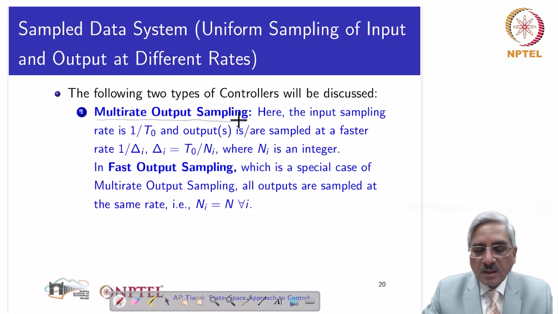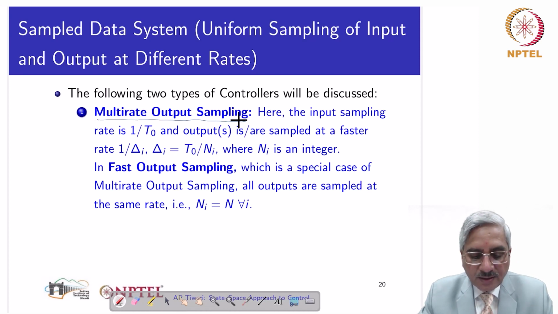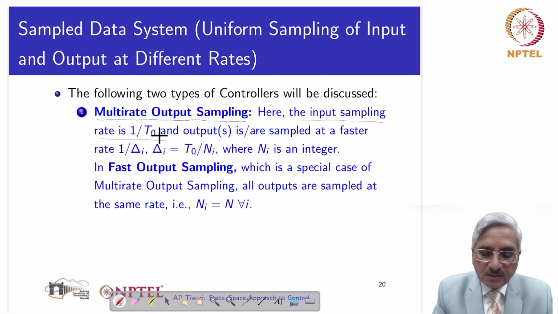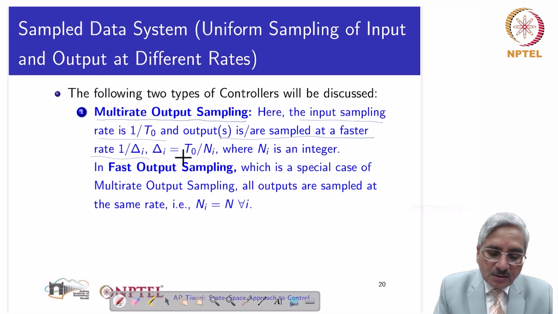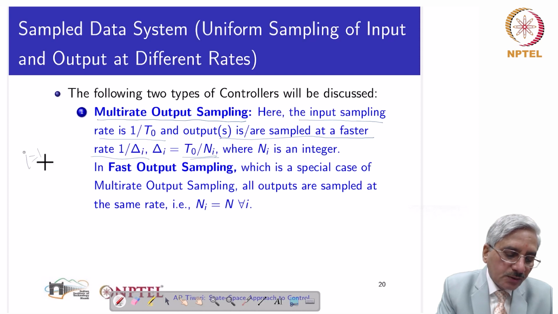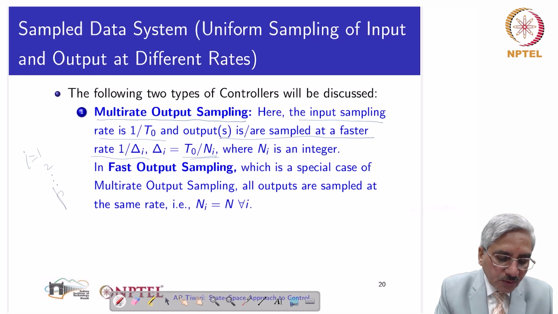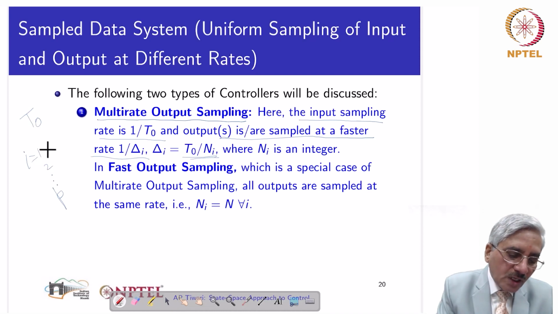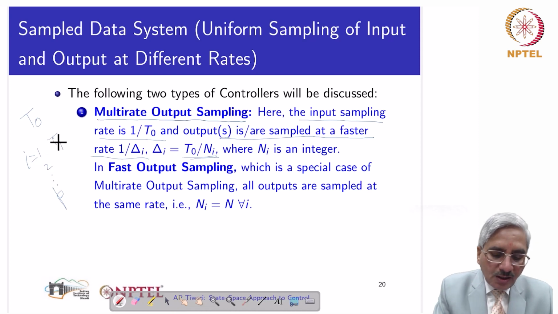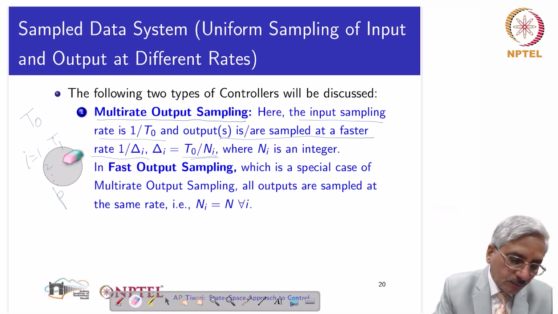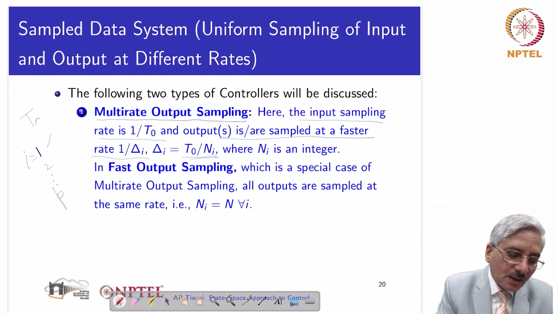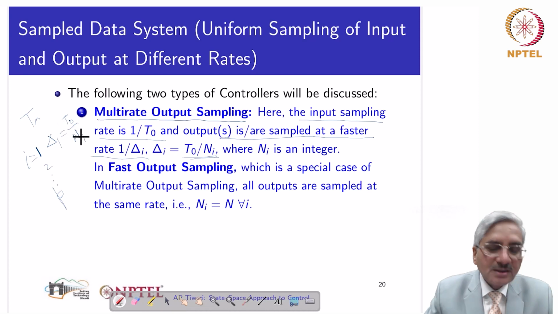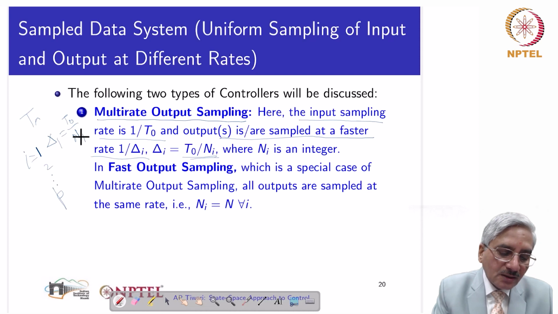One controller is one in which the output is sampled at a faster rate than the input. The input sampling rate is 1 by t0 and the outputs are sampled at a faster rate 1 by delta, and delta is t0 by n. So we have outputs i equal to 1, 2, etc. We have p outputs. So we are considering the situation that the input is sampled at the rate 1 by t0. The sampling period for the input is t0. However, for output 1, the sampling period is delta 1, which is t0 by n1, and n1 is an integer. So delta 1 is t0 divided by n1.